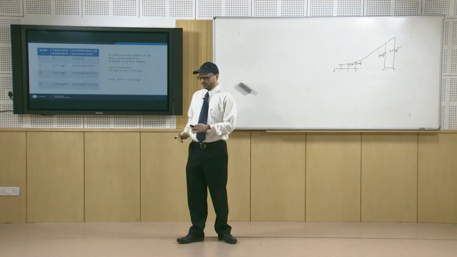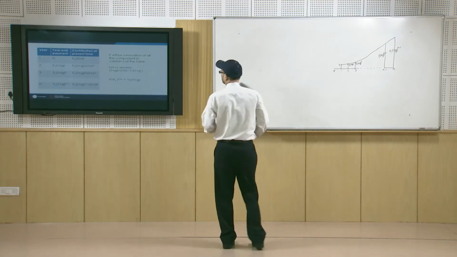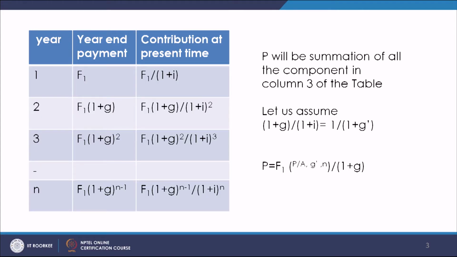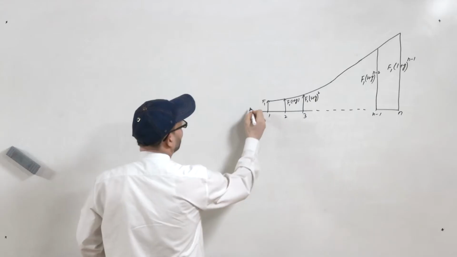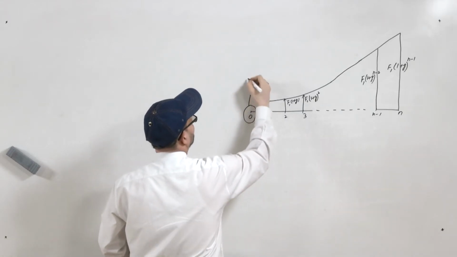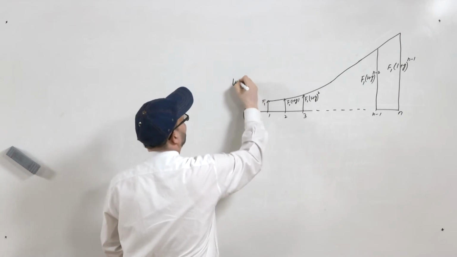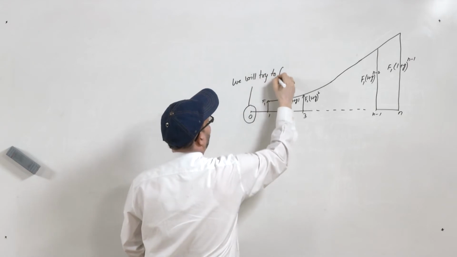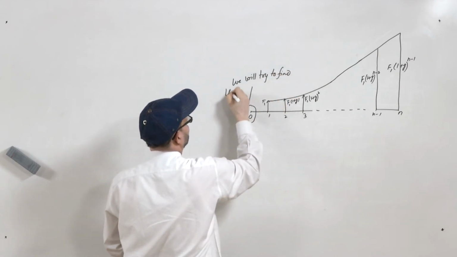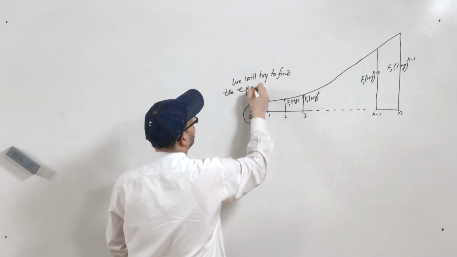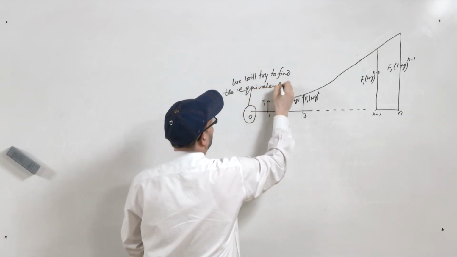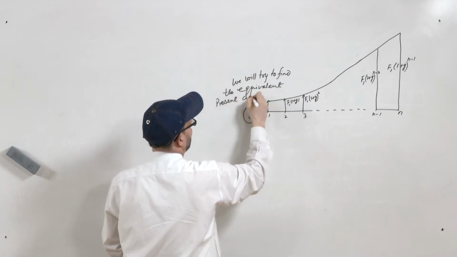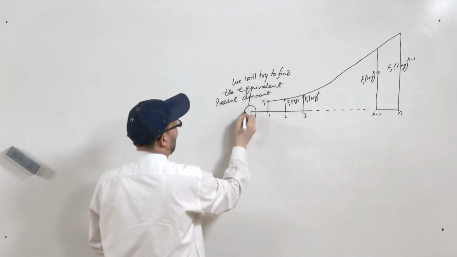So, what we will do is, for this series we will try to have the contribution at the present time here. We will try to find the equivalent present amount at this time.